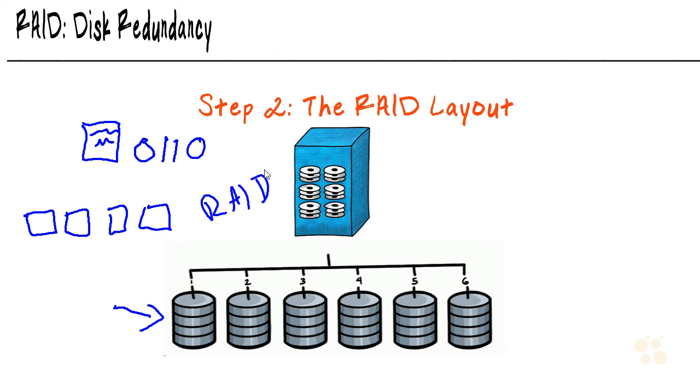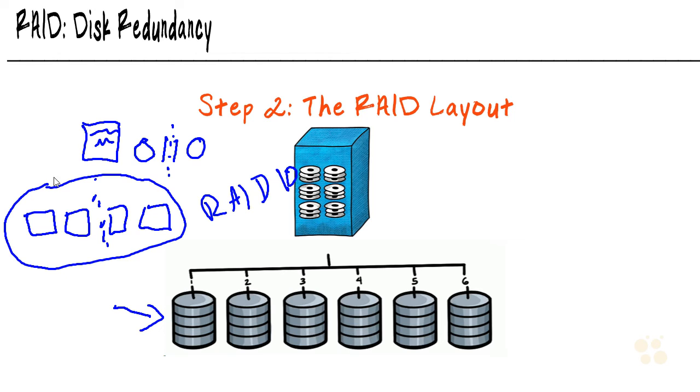Enter the hybrid of the two, RAID 10, or sometimes written as RAID 1 plus 0. What it does is it kind of pools the drives together, but then splits them in half. So in this case, if we were writing our file to this drive, first what it would do is it would split the file in half. So 0 and 1 would go over here, and 1 and 0 would go over here.